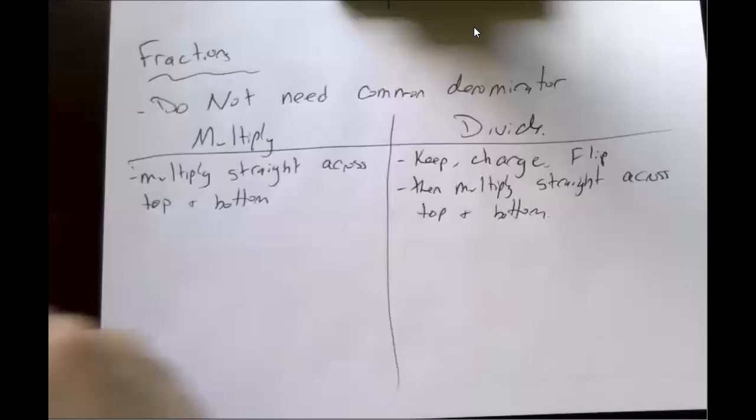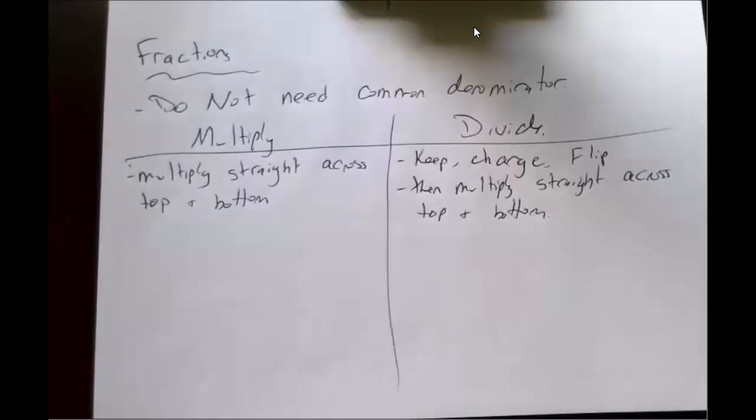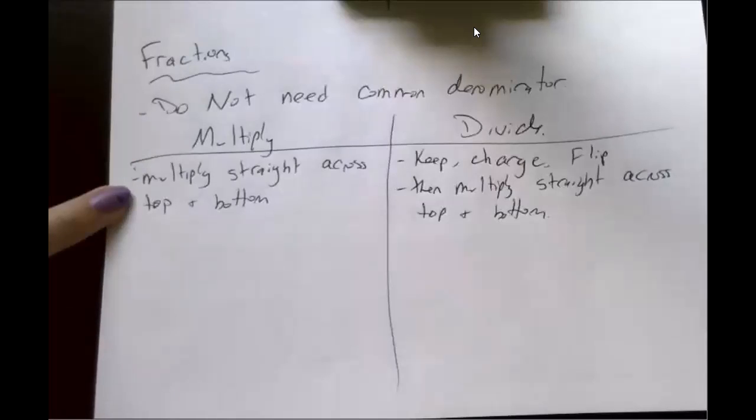Okay, with fractions, it's actually probably even easier than that. And it's definitely easier to multiply and divide fractions than it is to add and subtract them. And the reason for that is that you do not need a common denominator when multiplying and dividing fractions, only when you're adding and subtracting them. If you're multiplying fractions, you just multiply straight across the top and straight across the bottom. And then at the end, don't forget to put it in lowest terms if possible.